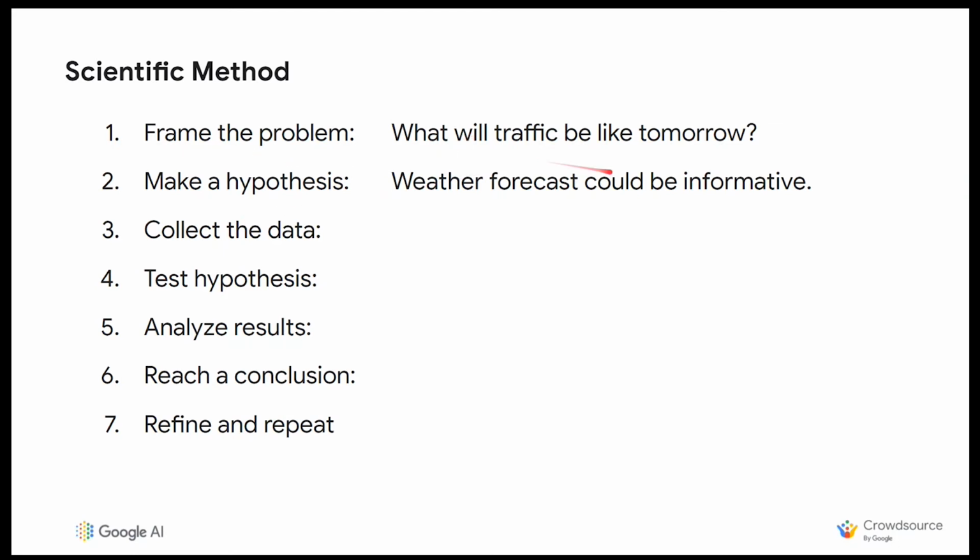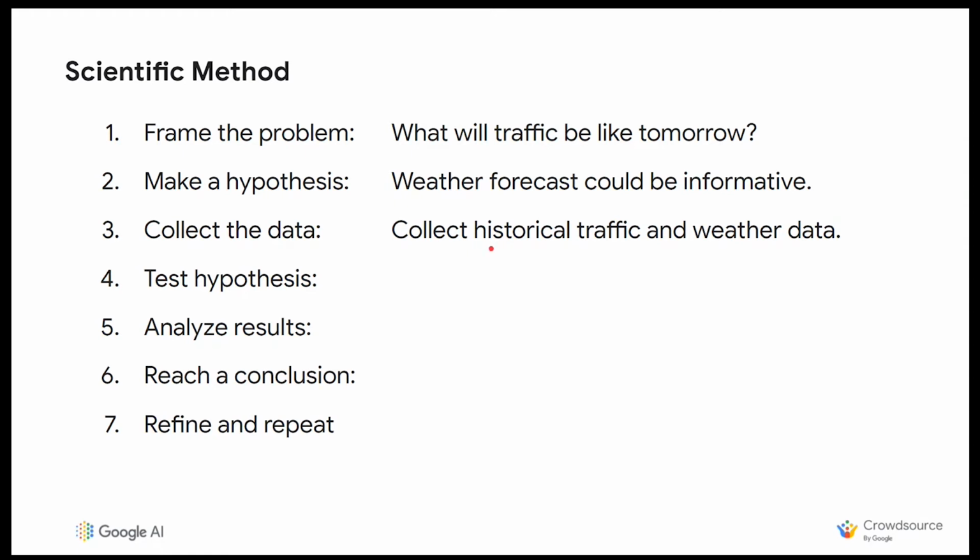So the problem is to solve what the traffic will be tomorrow. But when you look into the model specifics, this is more about what kind of forecast, like whether it should be rainy or sunny. Based on sunny or rainy weather, you need to say that tomorrow the traffic will be this way, and you need to give additional information along with the model prediction. So here our hypothesis is that the weather forecast would be informative.